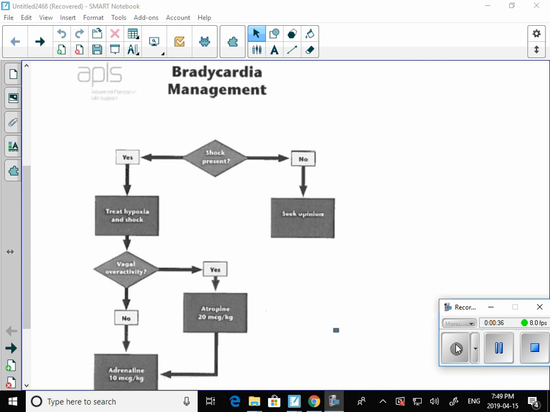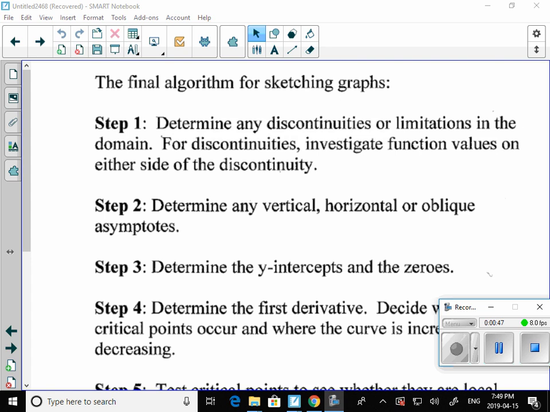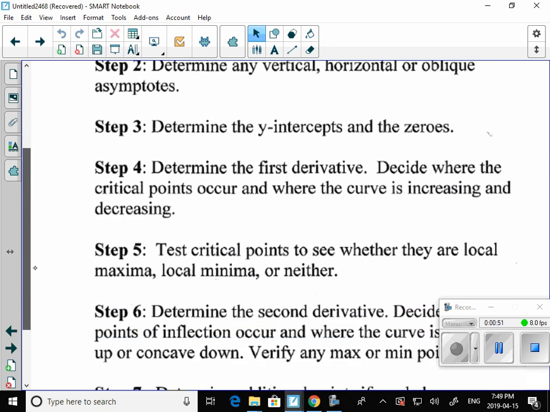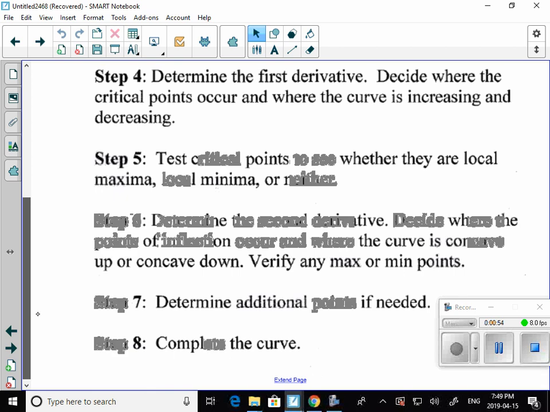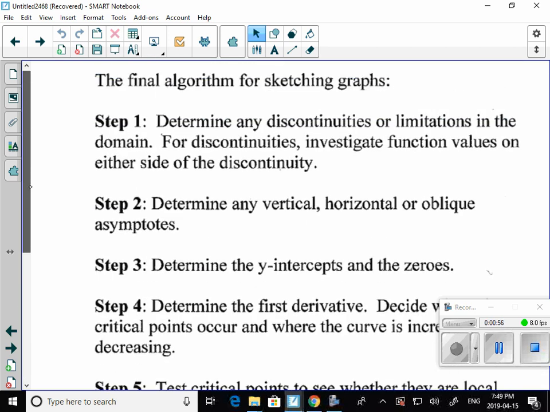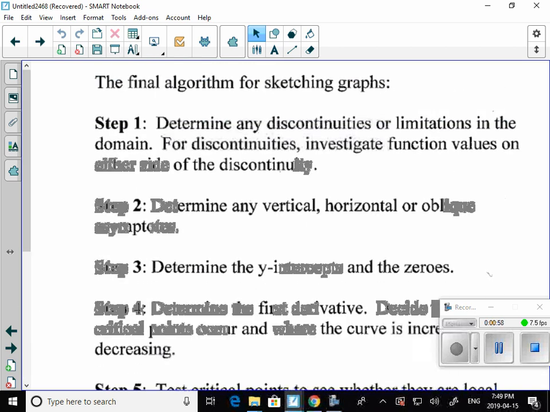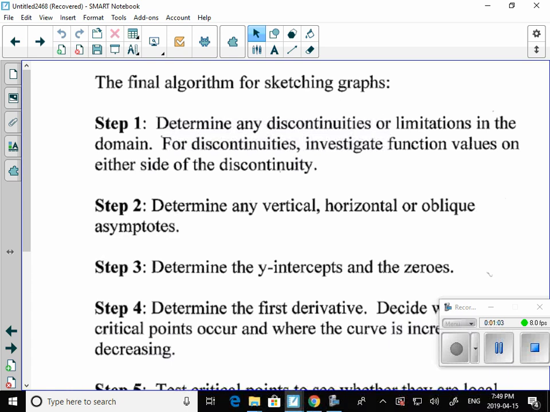So we're creating an algorithm to sketch curves, which is maybe less life and death, but nevertheless we need all the pieces, and the order can be important. I have given you in your handouts a final algorithm. I have 8 steps, I believe. You as a class tomorrow are going to spend a little bit of time creating an algorithm at the front of the room that you can refer to during tests and assignments and in the final exam, so that we don't forget any of the pieces.